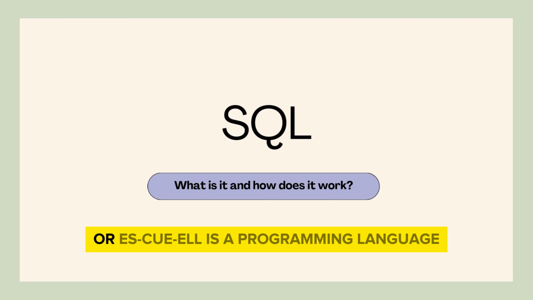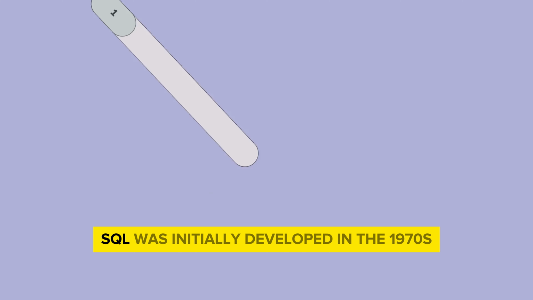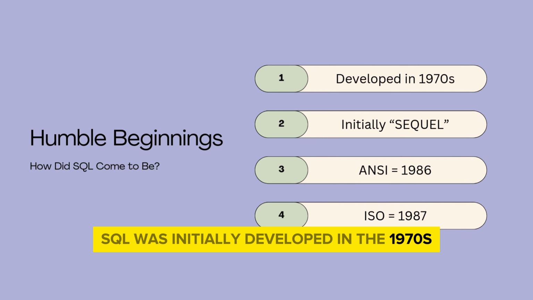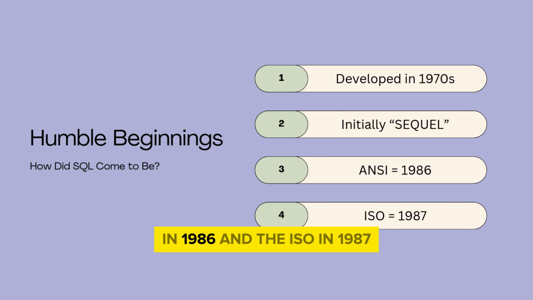SQL is a programming language used to interact with databases, tables, columns within, and everything related to them. SQL was initially developed in the 1970s and it was initially known as the Structured English Query Language, or SEQUEL, which later became shortened to SQL. SQL became a standard of the American National Standards Institute in 1986 and the ISO in 1987.